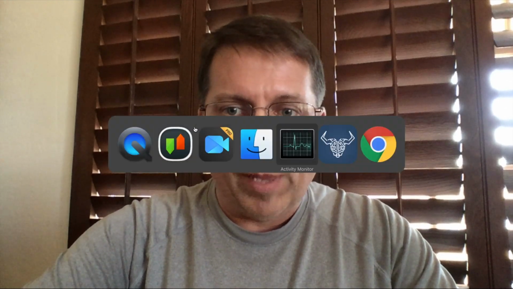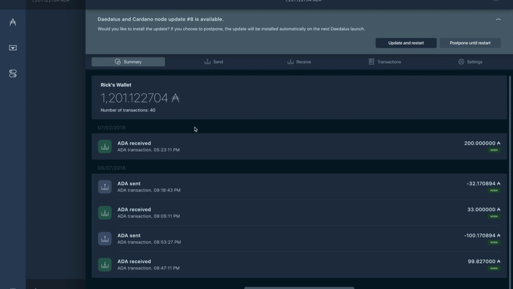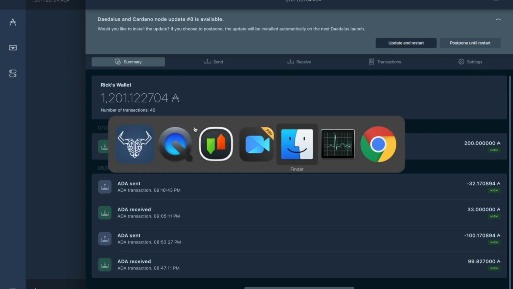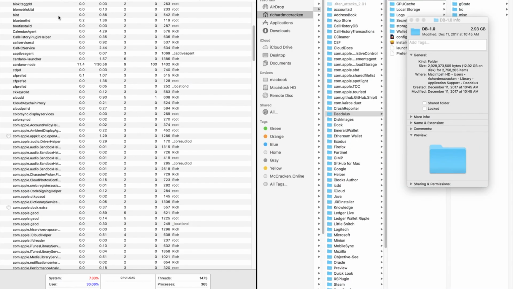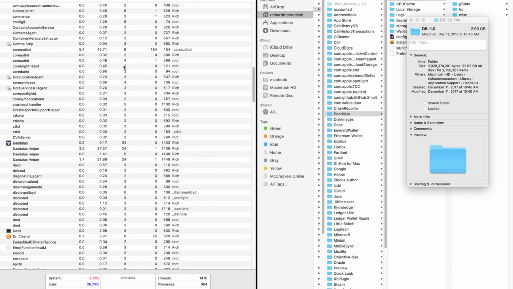So I have a few programs running right now. I have my Daedalus 1.2. I have Activity Monitor running. On Activity Monitor, we're going to take a look at some processes. We'll look at Cardano launcher. It has 6 threads running. Cardano node has 9 threads running. I'm going to scroll down to Daedalus.